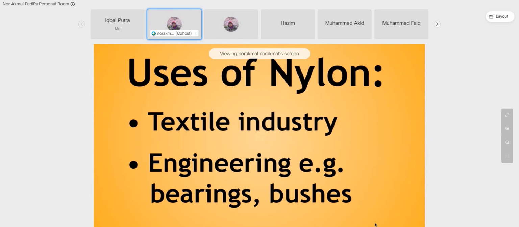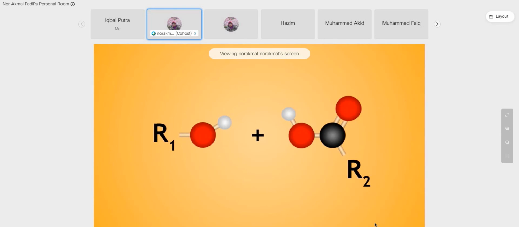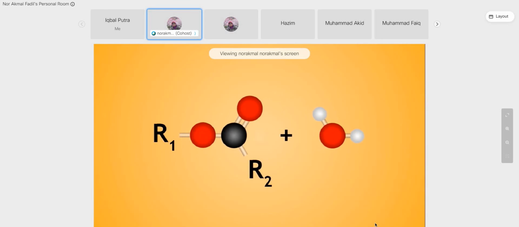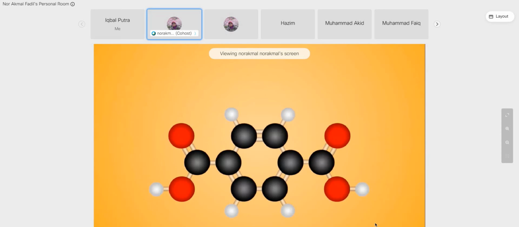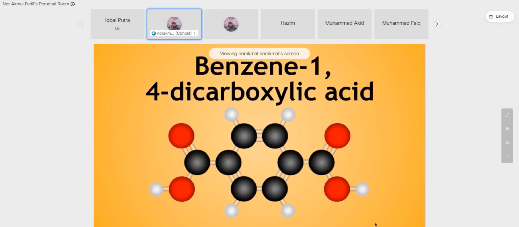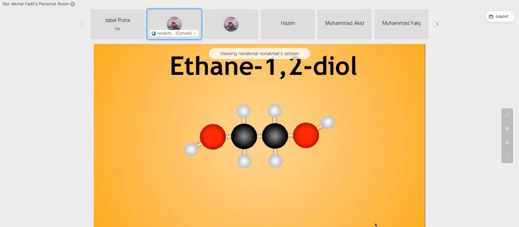We can now look at polyesters in a similar way. An ester is formed in the reaction of an alcohol with a carboxylic acid. In this example, we will show the formation of polyethylene terephthalate, more commonly known as PET, using the carboxylic acid benzene 1,4-dicarboxylic acid and the alcohol ethane 1,2-diol.